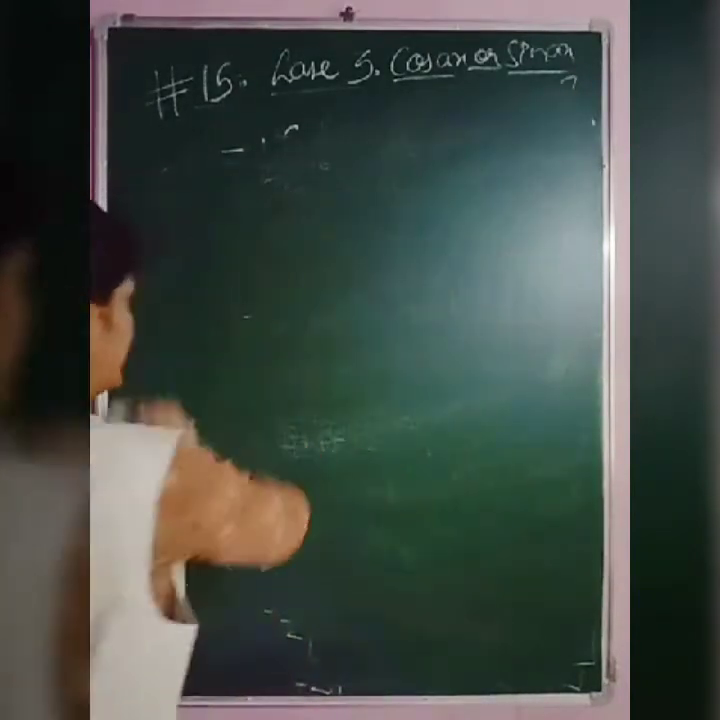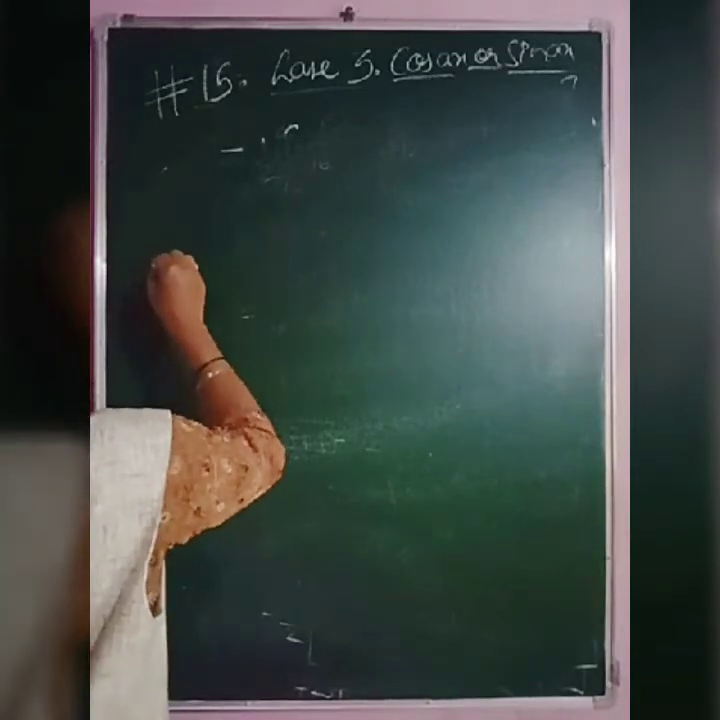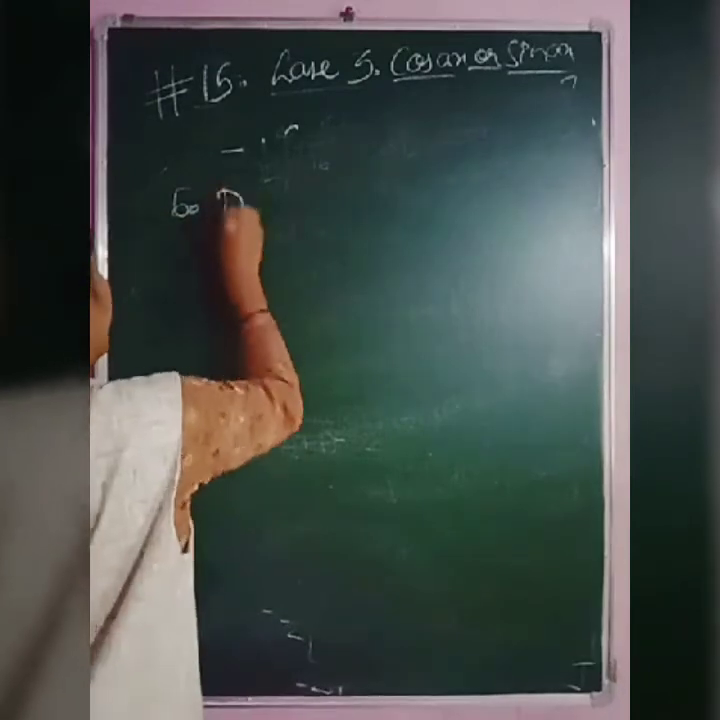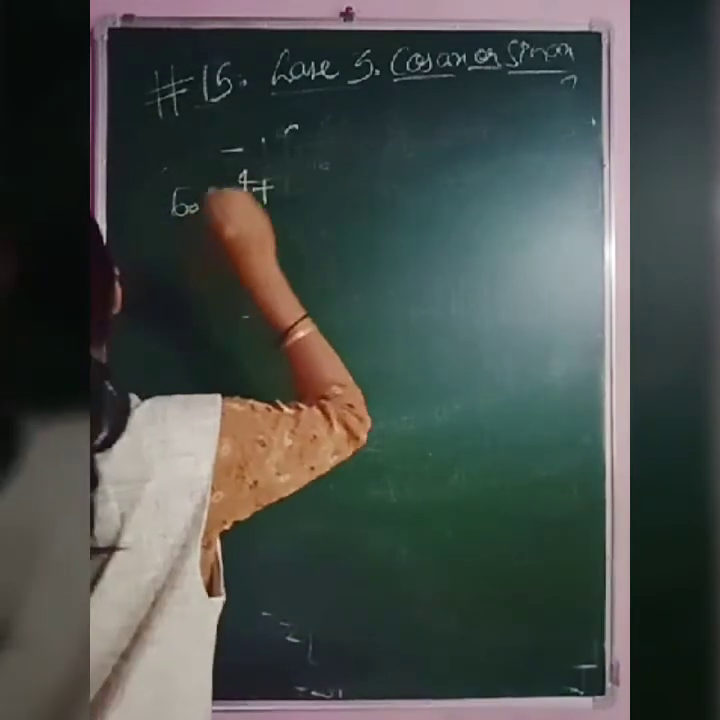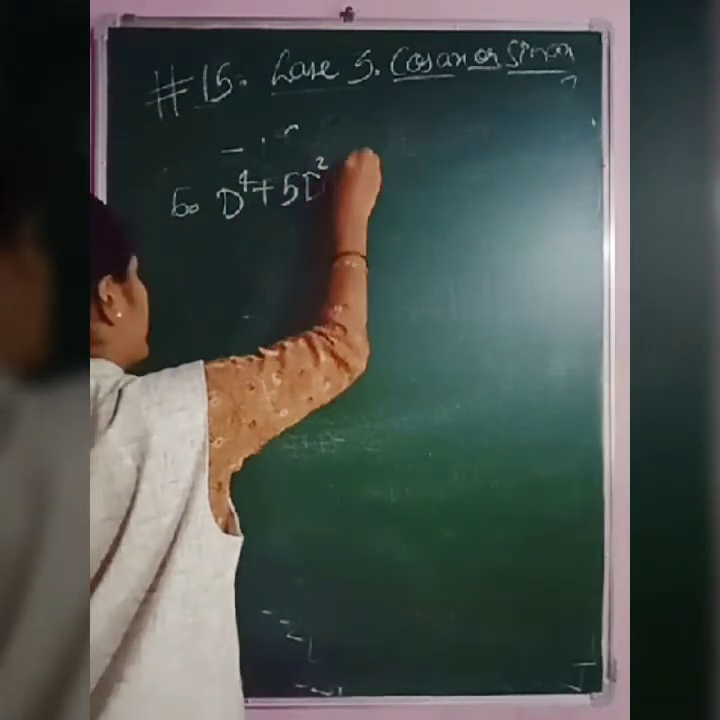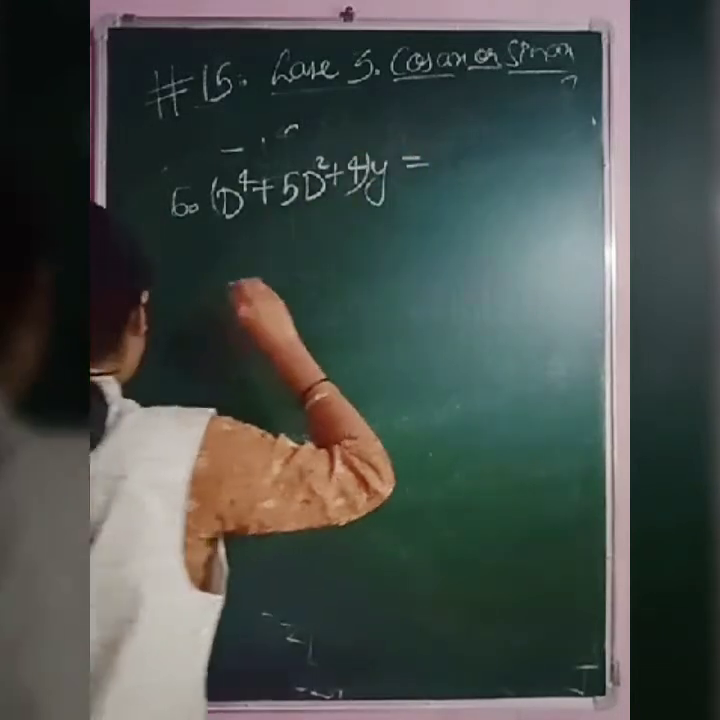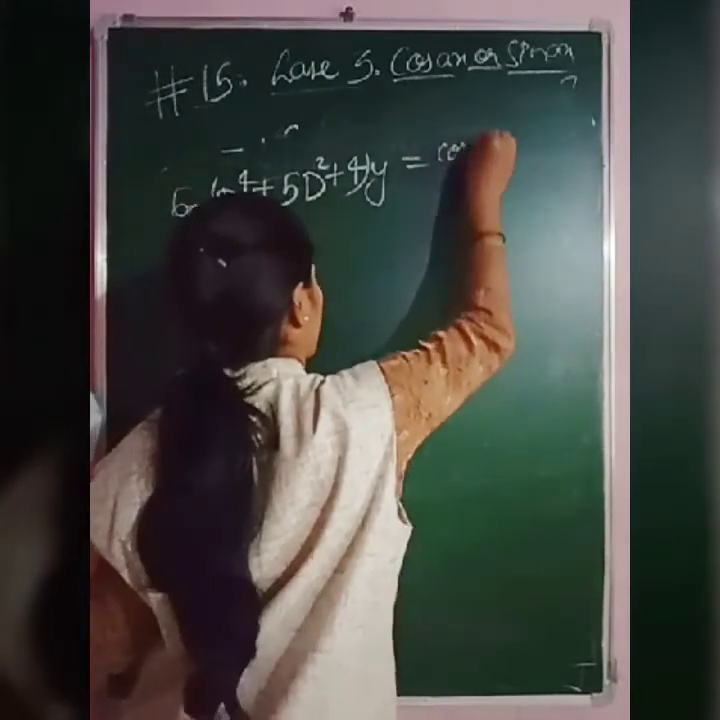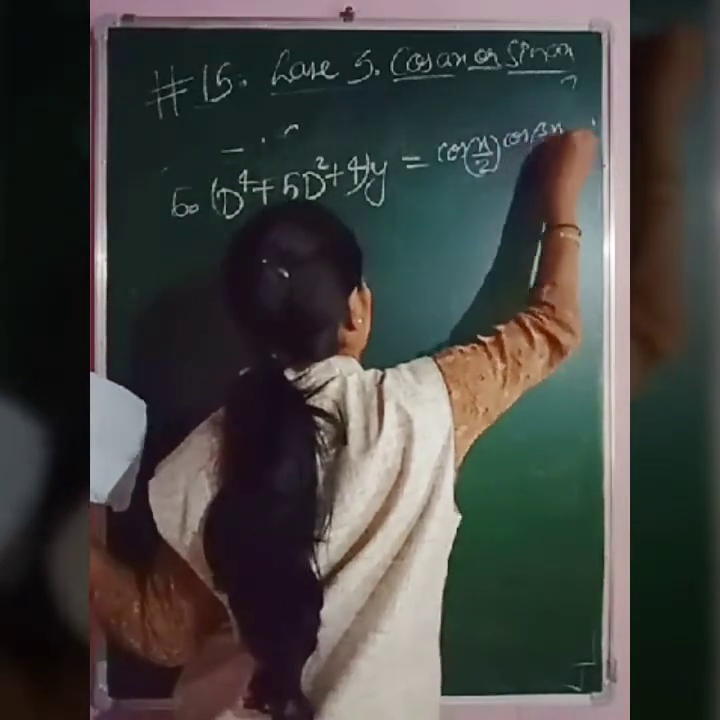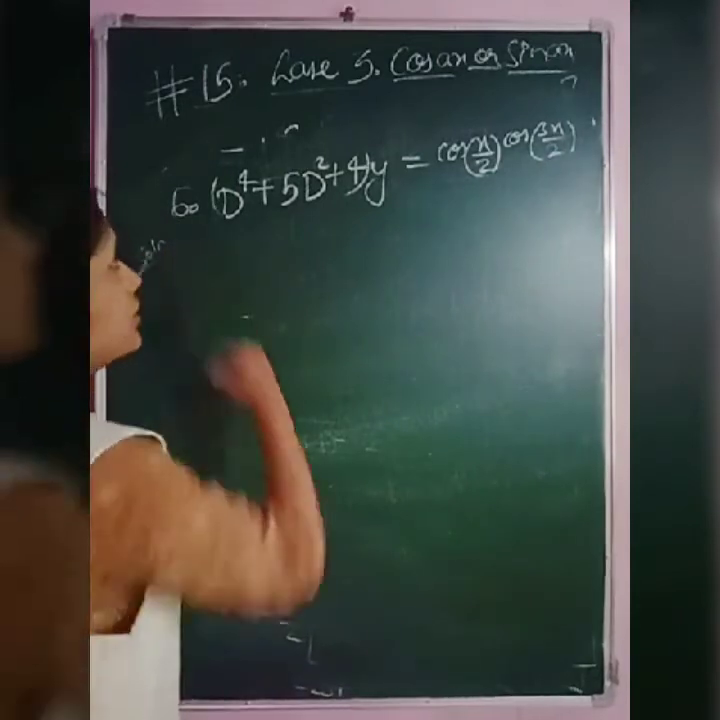So the sixth question has been asked as, (d raised to 4 plus 5d squared plus 4) of y, equal to cos 6x by 2 cos 3x by 2, right? So this is our given question.